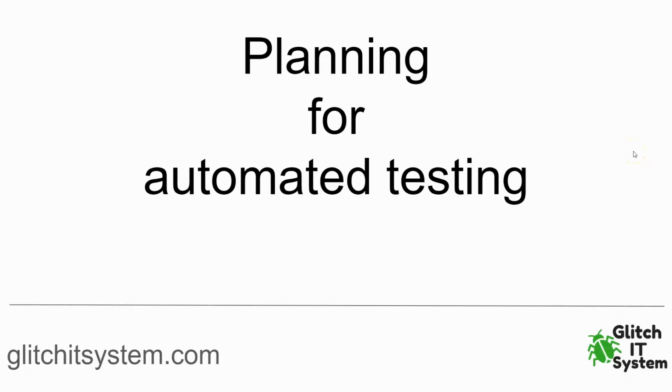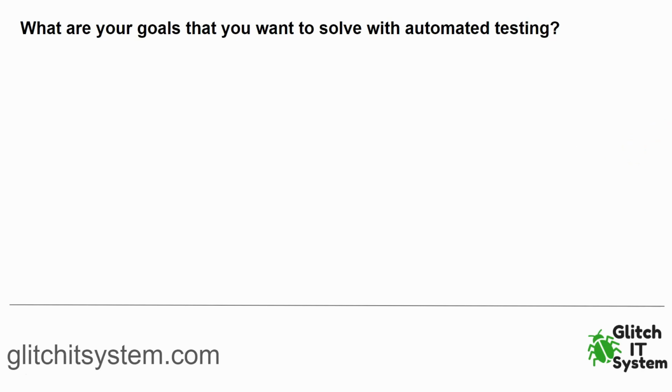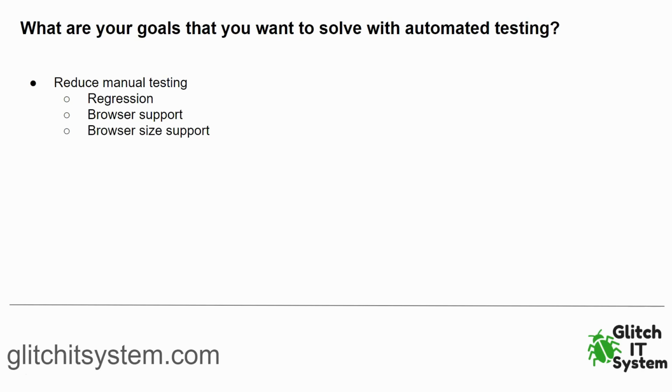Let's take a few minutes to talk about how to plan for automated testing. So first, what are your goals that you want to solve with automated testing? Typical goals include reduce manual testing, and that includes using test automation to perform regression, to perform browser support. So instead of just testing one browser, you can test multiples or all of them if you really wanted to. And also testing browser support size or responsive design. So instead of just testing at a full screen desktop, you're able to test at half screen or smaller to kind of emulate what a real user might do.